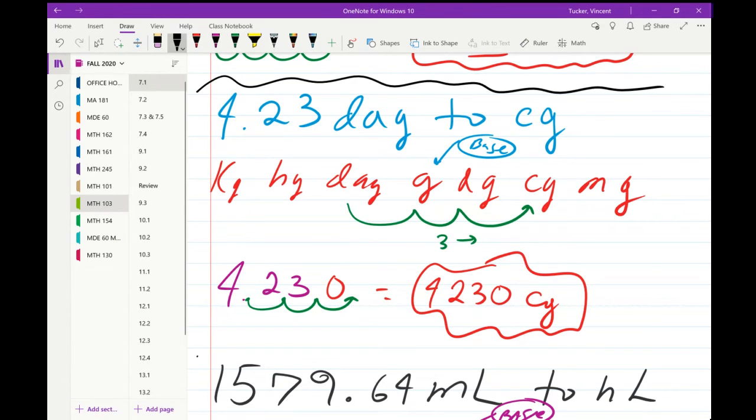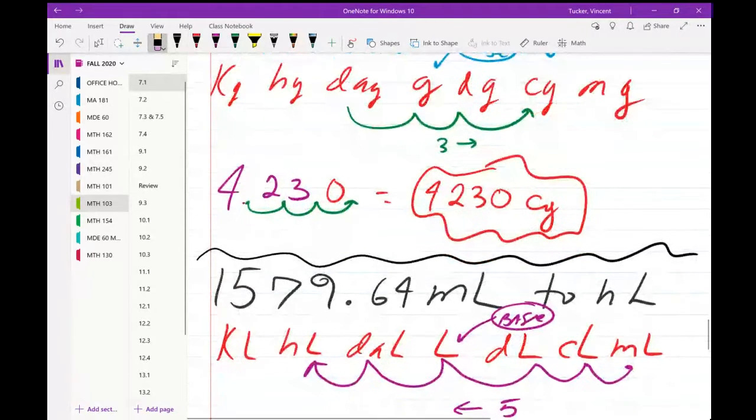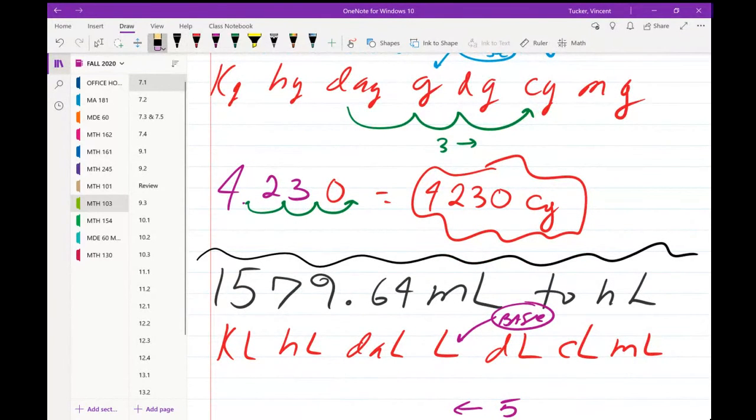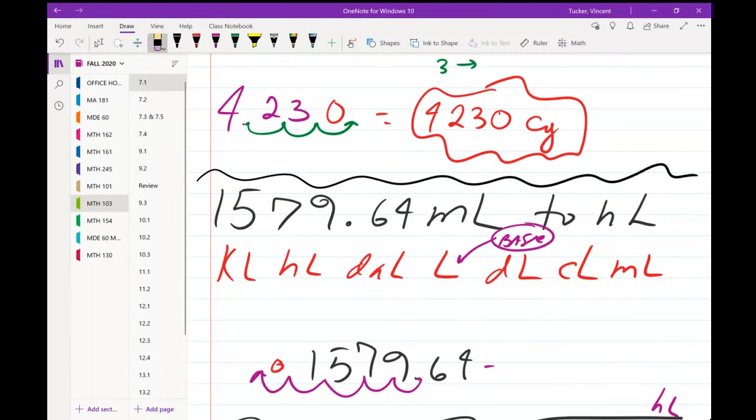All right, then we got at least one more. Questions though, anybody? Everybody good? Everybody straight? Once again, we look at the metric system, all you're doing is moving the decimal however many places to the right or left accordingly.